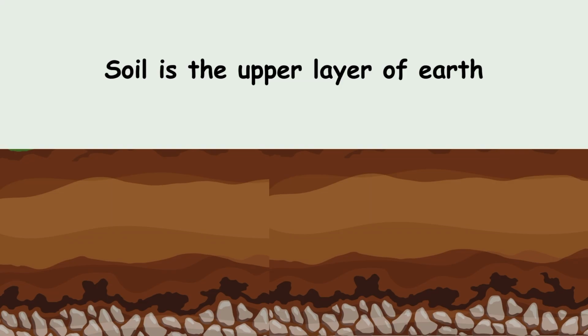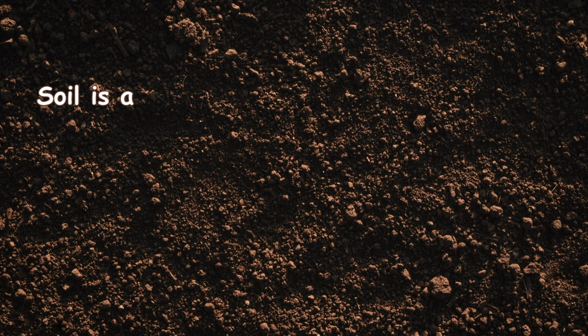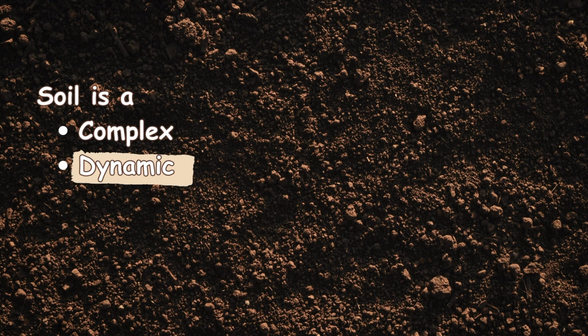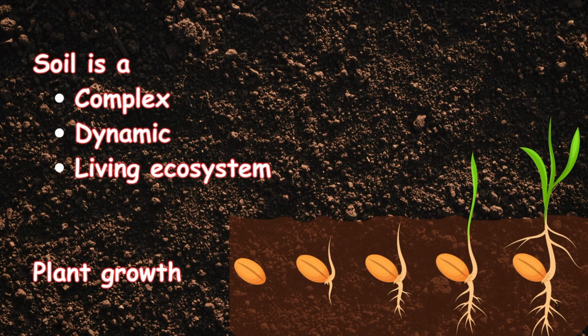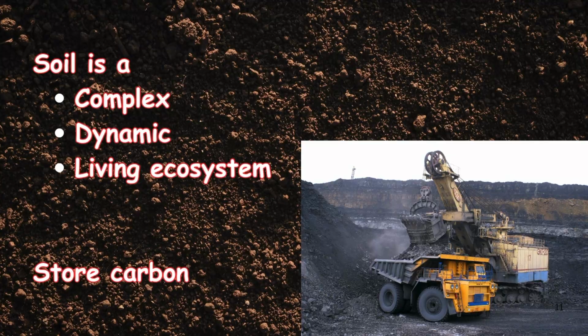In this video I am going to talk about what is soil and what are the different types of soil. Soil is the upper layer of earth where the plants grow. Soil is a complex, dynamic, living ecosystem which supports plant growth, filters water and stores carbon.